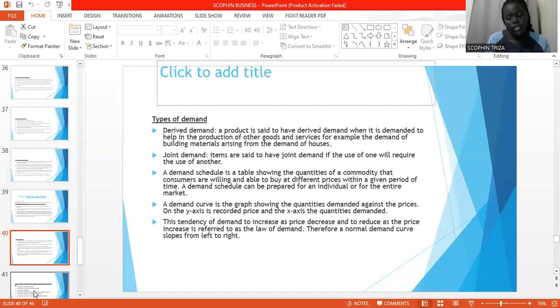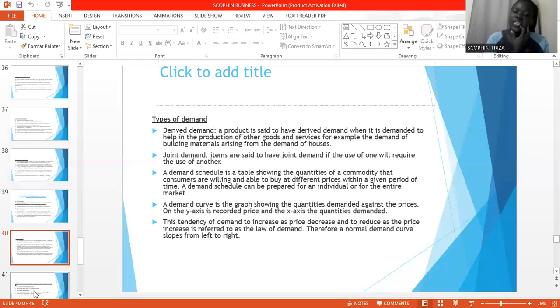Now we have some types of demand. We have the derived demand and we also have the joint demand. Now the derived demand: a product is said to have derived demand when it is demanded to help the production of other goods and services. For example, the demand for building materials arises from the demand for houses.